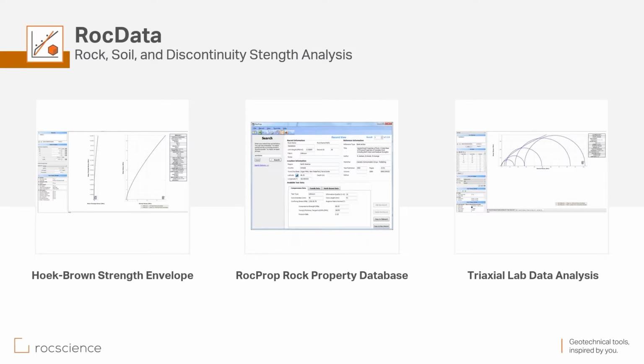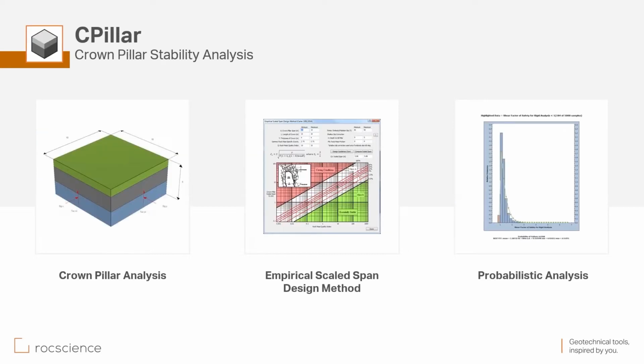RocData is the package that we have for rock, soil, and discontinuity strength analysis. The famous failure criteria that are applied for this kind of material are included in it. You can evaluate your failure criteria, analyze them, and check them with RocProp, for example, which includes a database for rock properties. Also, you can use it for curve fitting to triaxial lab data or direct shear tests, and evaluate your strength characteristics, and then use them in your more advanced simulations in RS2 and Slide, in our finite element packages or the limit equilibrium analysis.